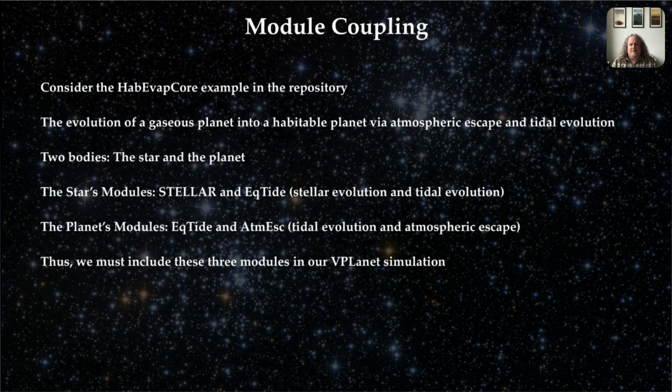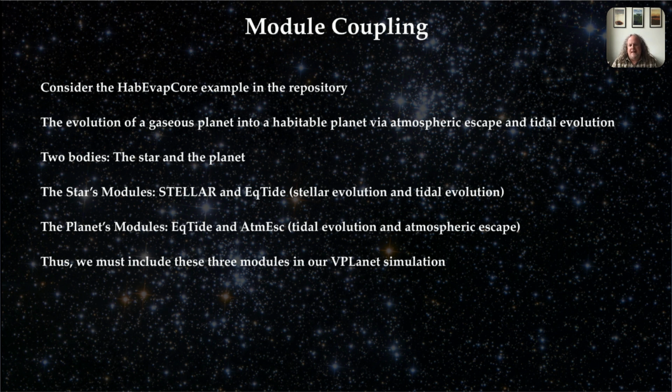Now, an important aspect of VPLanet is that many of these modules can be coupled together. So as an example, I'm going to describe the habitable evaporated core example in the GitHub repository. This example tracks the evolution of a gaseous planet into a habitable planet due to the escape of hydrogen, which is driven by the XUV luminosity of the star.